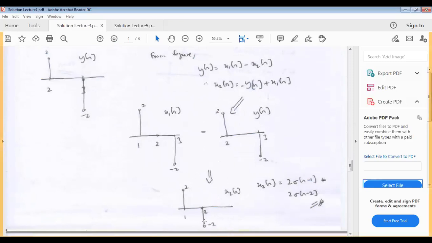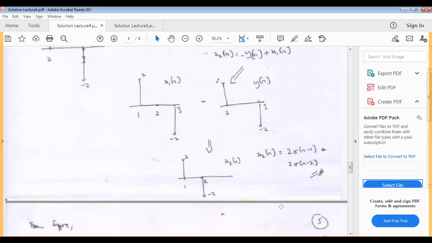So the x2[n] will look like this in terms of its sketch. Its representation in mathematics should be written as 2 delta[n minus 1] minus 2 delta[n minus 2]. So that should be your x2[n]. Hopefully you are clear about the solution for this.